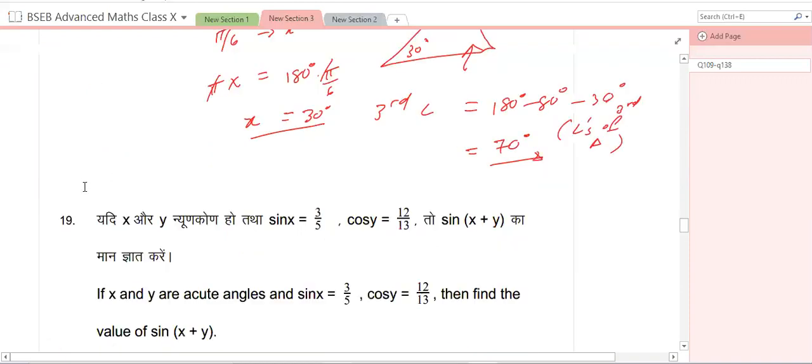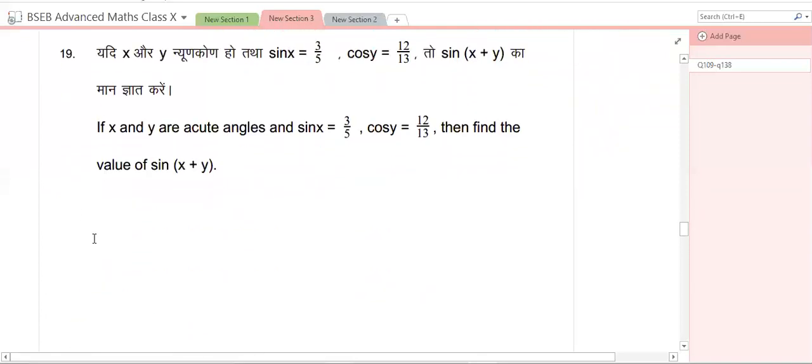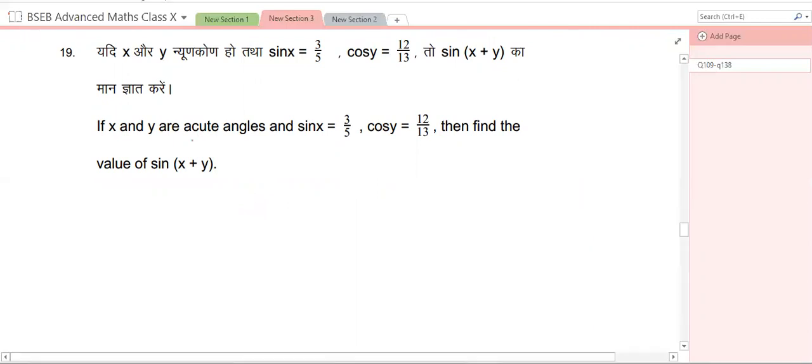Question number 19. If x and y are acute angles and sine x is equal to 3 over 5, acute angles basically mean we are looking for angles in the first quadrant. Then find the value of sine x plus y. So to find the value of sine x plus y, you can just expand. We have sine x cos y plus cos x sine y.